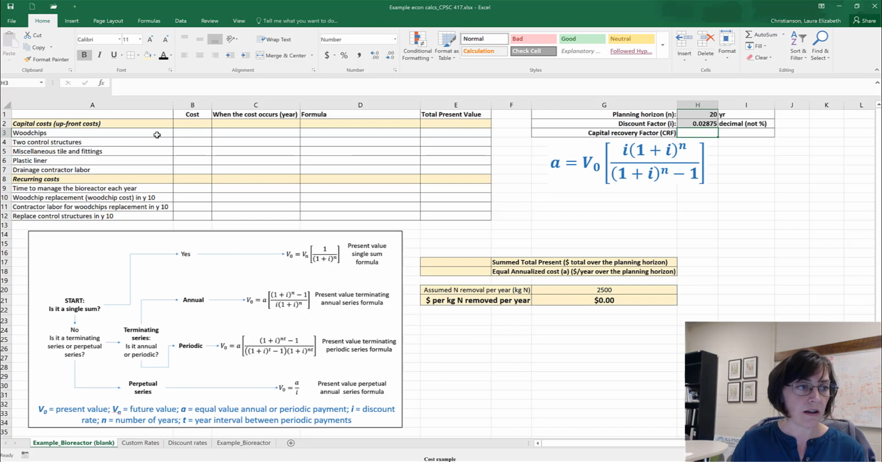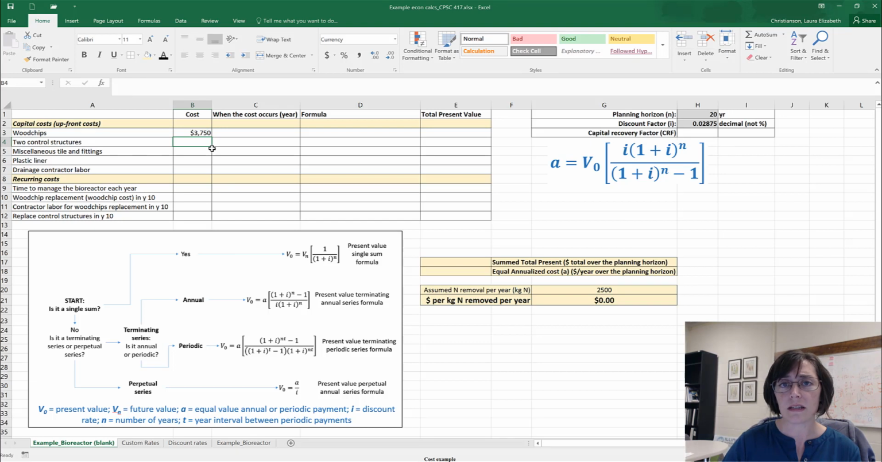Let's go to itemizing our costs. The installation costs up front for a bioreactor include wood chips, control structures, miscellaneous tile and fittings, plastic liner, and then drainage contractor labor. So for wood chips, I happen to know some of these costs. I'm going to say I have a bioreactor that needs 150 cubic yards of wood chips. I know an average cost for wood chips is about $25 a cubic yard.